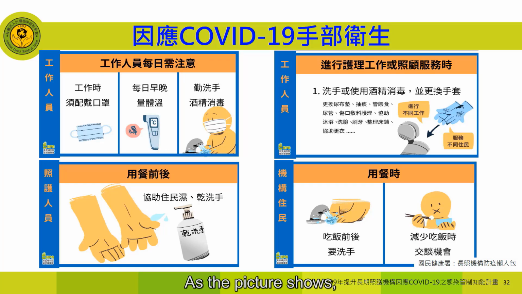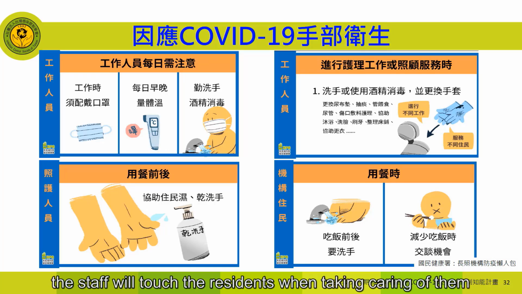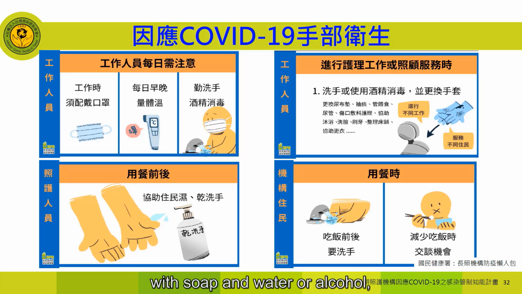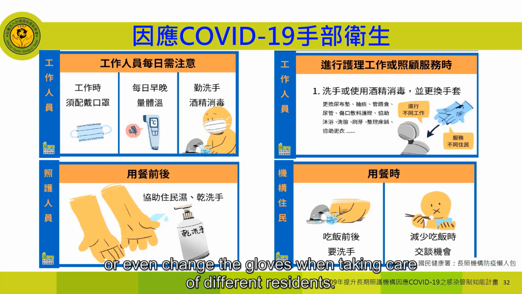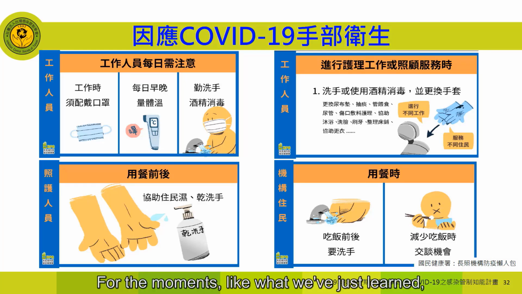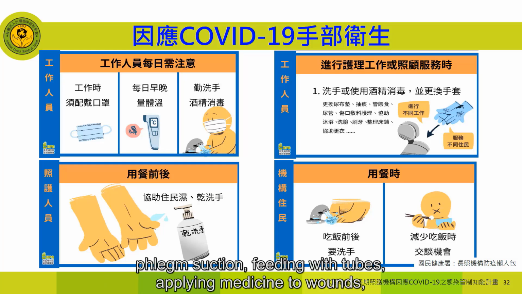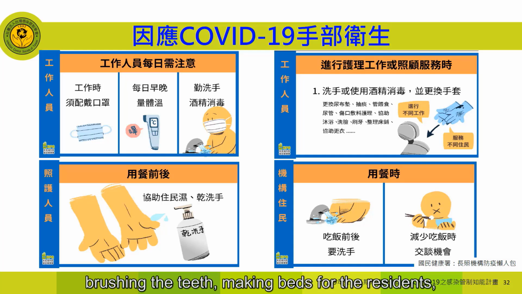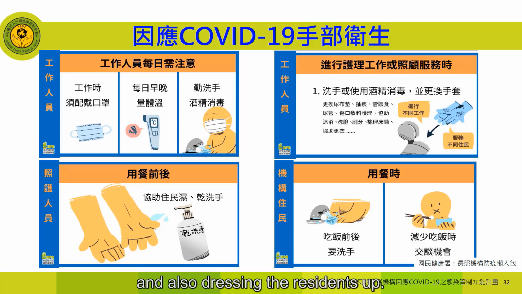As the picture shows, the staff will touch the residents when taking care of them, and that's why the staff members have to wash the hands with soap and water or alcohol, or even change the gloves when taking care of different residents. For the moments like what we've just learned, including before and after changing diapers, phlegm suction, feeding with tubes, applying medicine to wounds, assisting with showering, washing the faces, brushing the teeth, making beds for the residents, and also dressing the residents up.